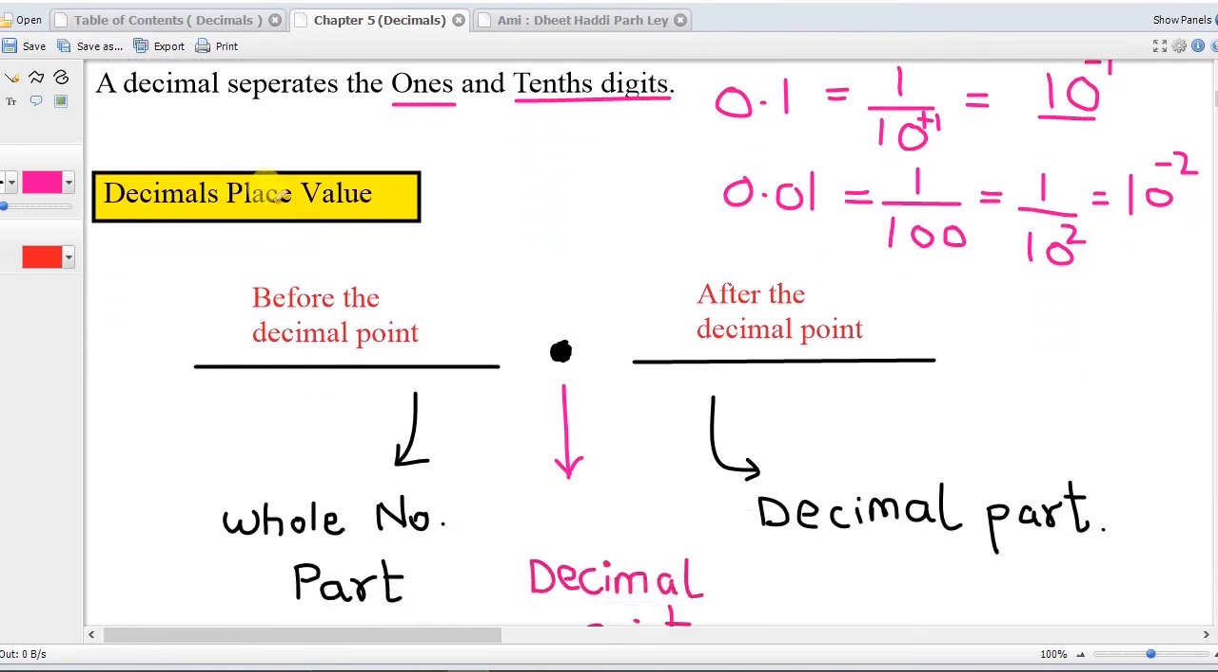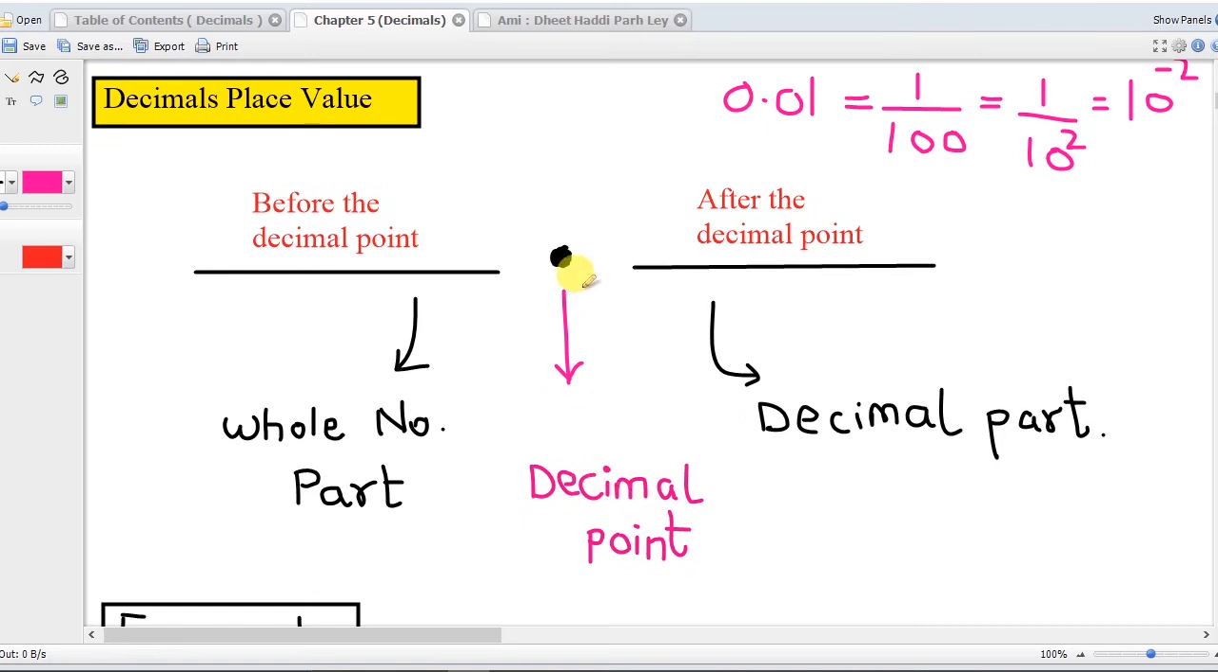Okay, so decimal place values. Whenever we talk about a decimal, it is a number that basically contains two portions, two parts. In between there is always a decimal point. So you can see here a decimal point. There are certain numbers that we write before the decimal point, and certain numbers that are written after the decimal point, right? So there are different names for the numbers written before the decimal point and the numbers written after the decimal point.